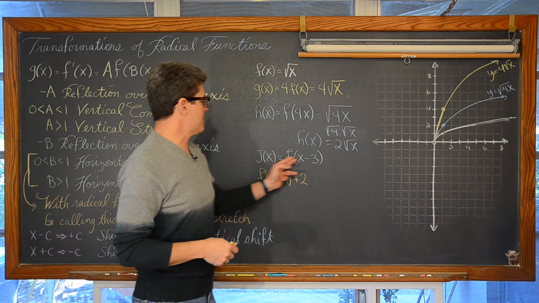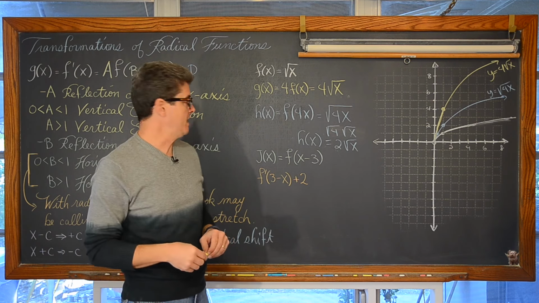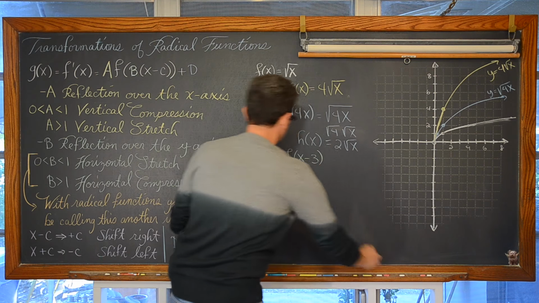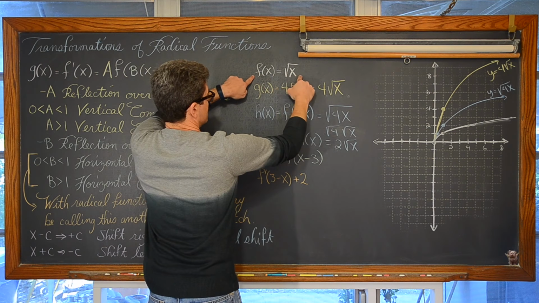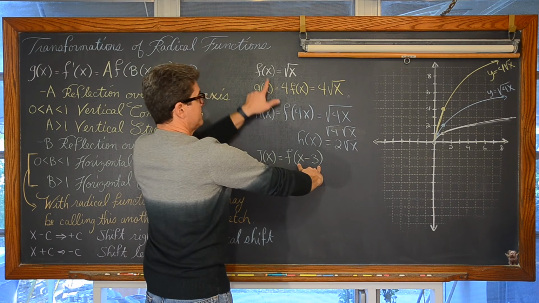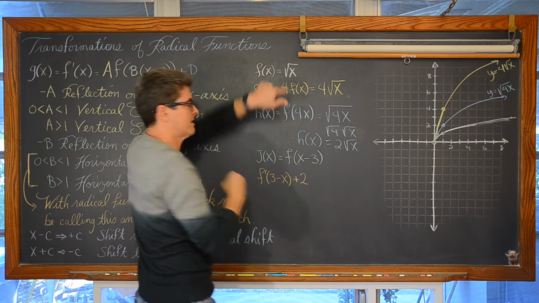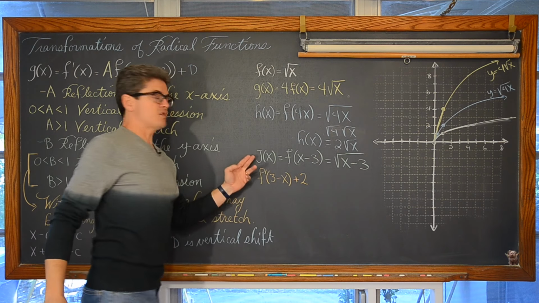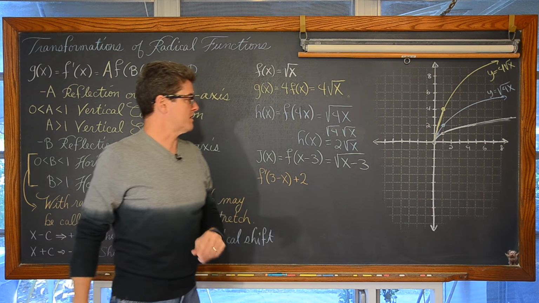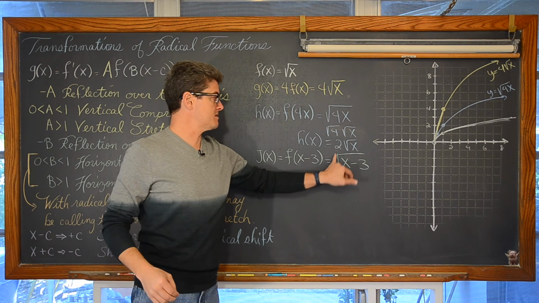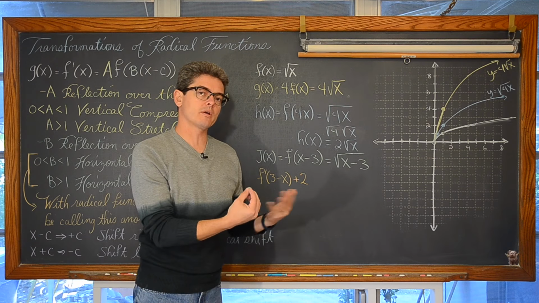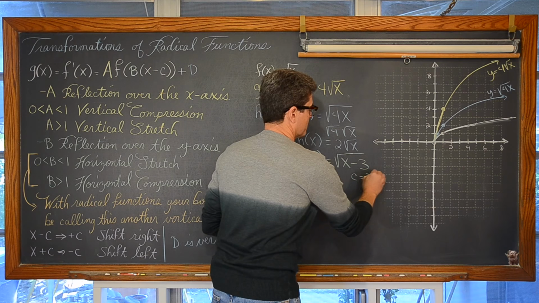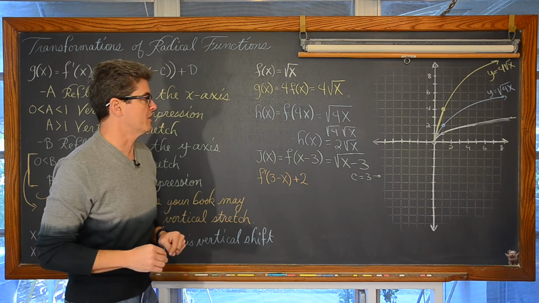We have j of x is equal to f of x minus 3. So again, f is the square root of something. That's what function f is, the square root of an independent variable. We're going to take out that independent variable x and plug in its place x minus 3. So we have j of x is equal to the square root of x minus 3. Well, that's a plus or minus that's inside the main math operation that we're working with in our equation. So that means that c is equal to 3, and that's going to move the graph to the right 3 places.